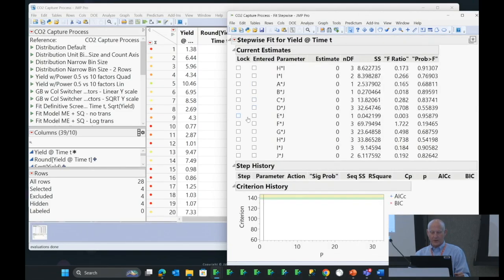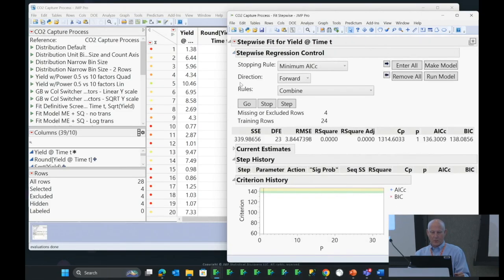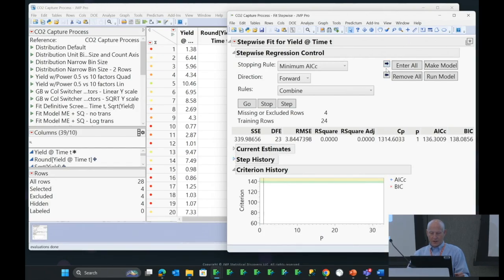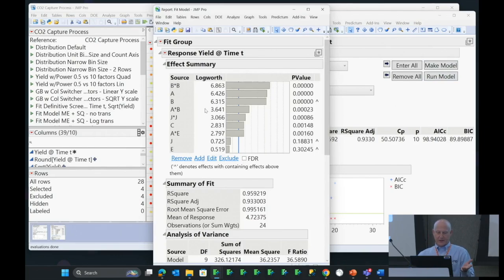Let's plot that criterion history when we do this. And I'm just going to hit go with that. And so it comes up with this 10-term model, and we run it. And it turns out it's got all this stuff in it. And my point is that the Fit Definitive Screening came about, which is now built into JMP. If I use that, that's really the most robust way to analyze this.